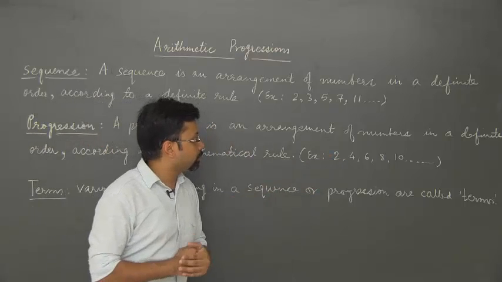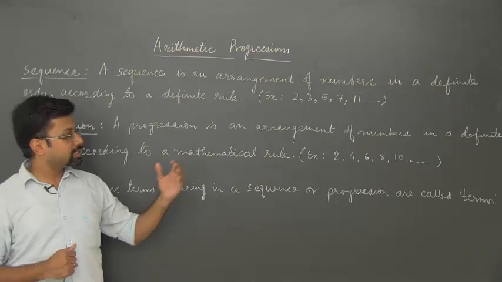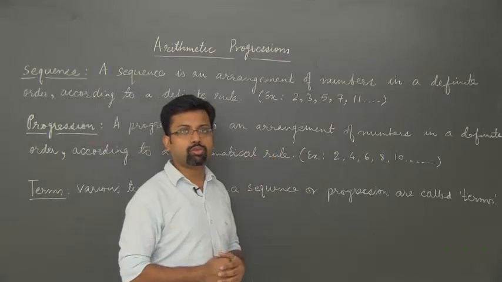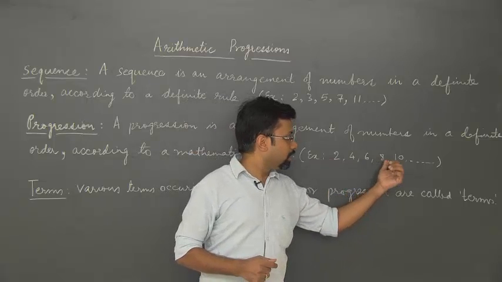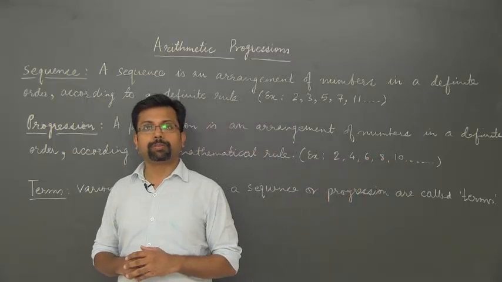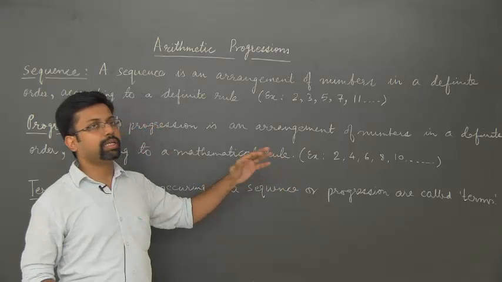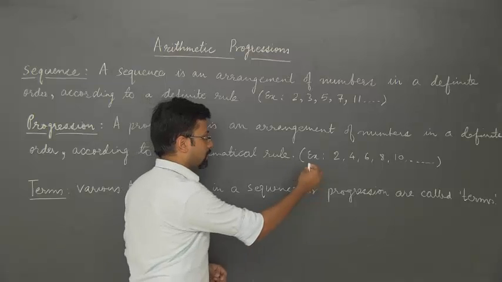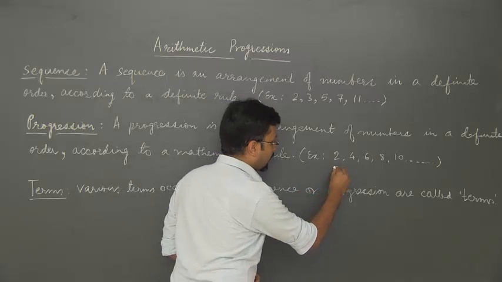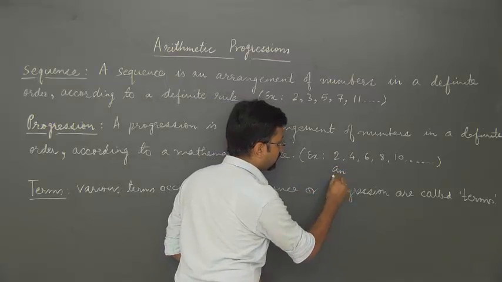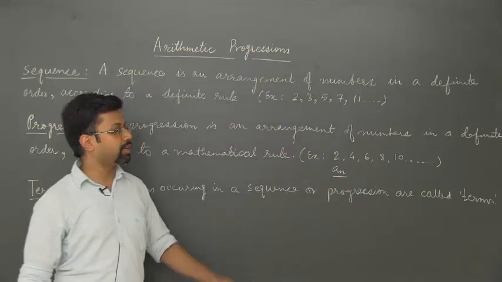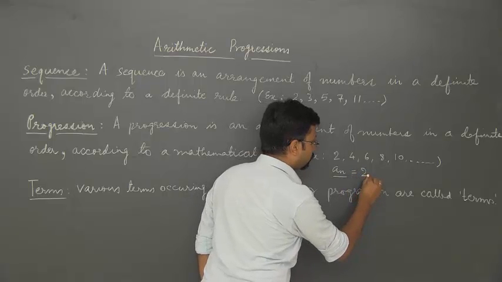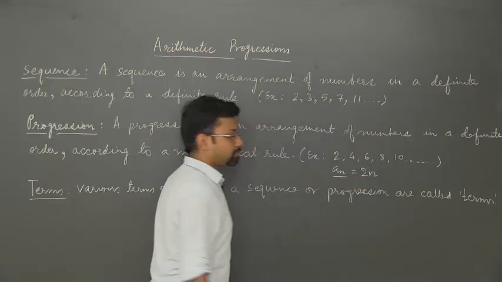An example of a progression would be 2, 4, 6, 8, 10 and so on. What is the rule that you observe here? The rule is that the numbers that you are looking at are even numbers. And there is a general mathematical rule that governs this sequence of numbers. And the mathematical rule is the nth number. If A n is the nth number of the given sequence, this is always equal to 2 into n.